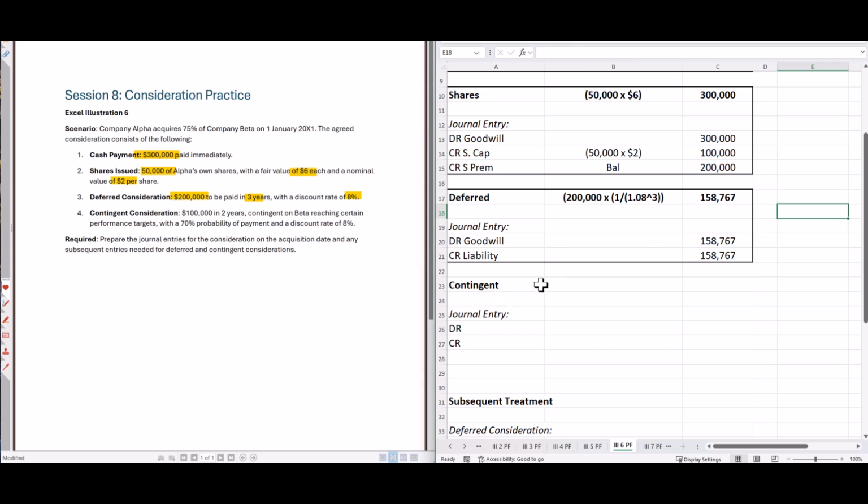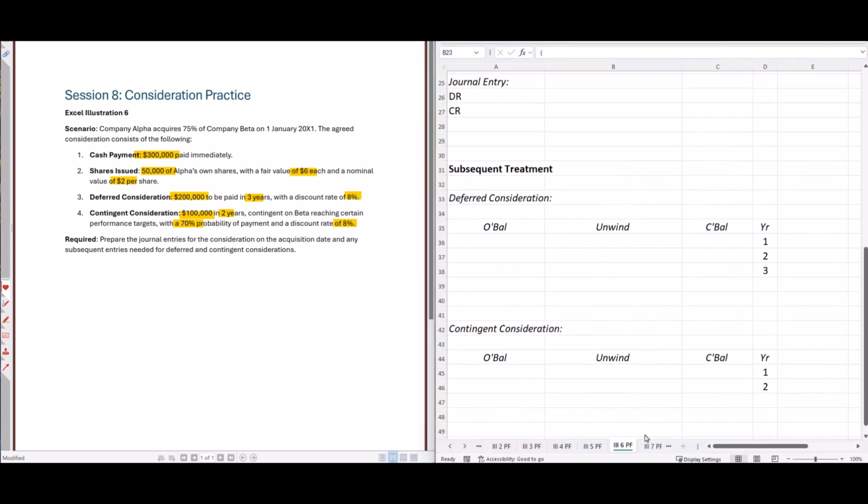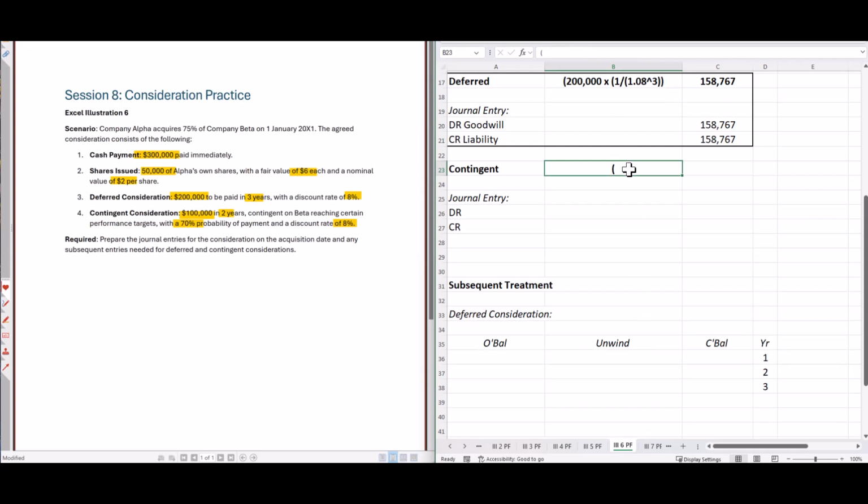The contingent consideration then. So contingent consideration, 100,000 in 2 years, discount rate 8%, and a 70% probability that they'll hit the performance targets. So similar to deferred in that we start by doing the discounting. Okay, the discounting is 100,000 times the discount rate is 8%, and the number of years is 2 years.